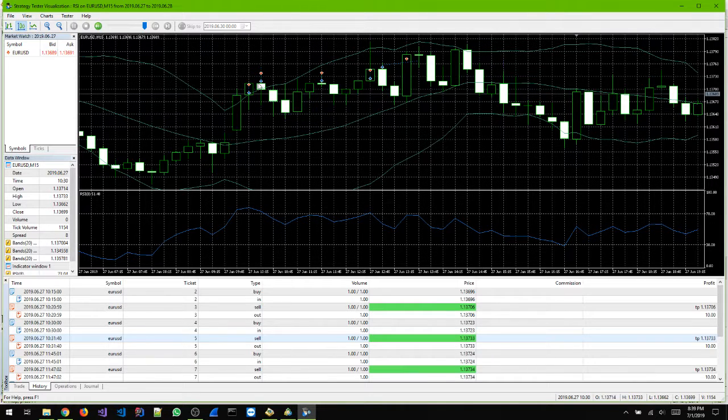So that way, if it goes down here, it doesn't open the trade, because we don't know if it's going to keep going down and never go back up again. Same thing is done here and here and here. And that's pretty much it.